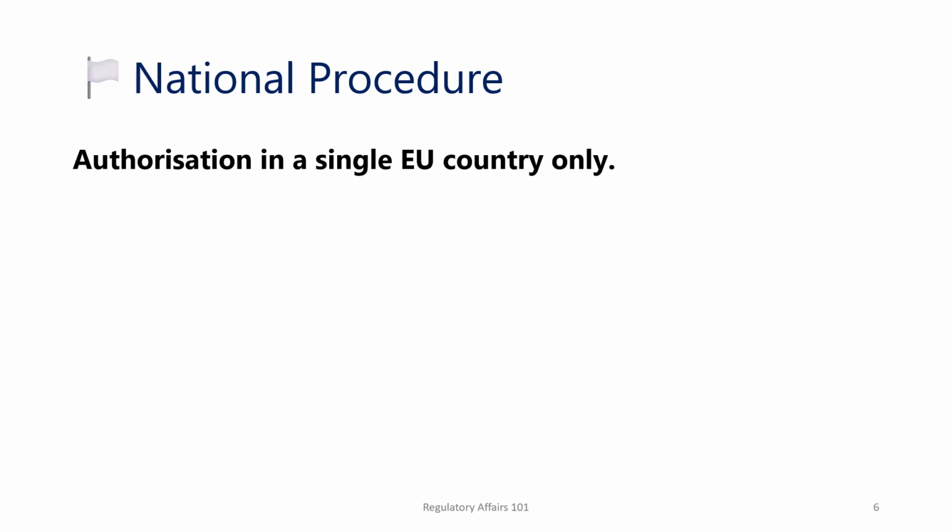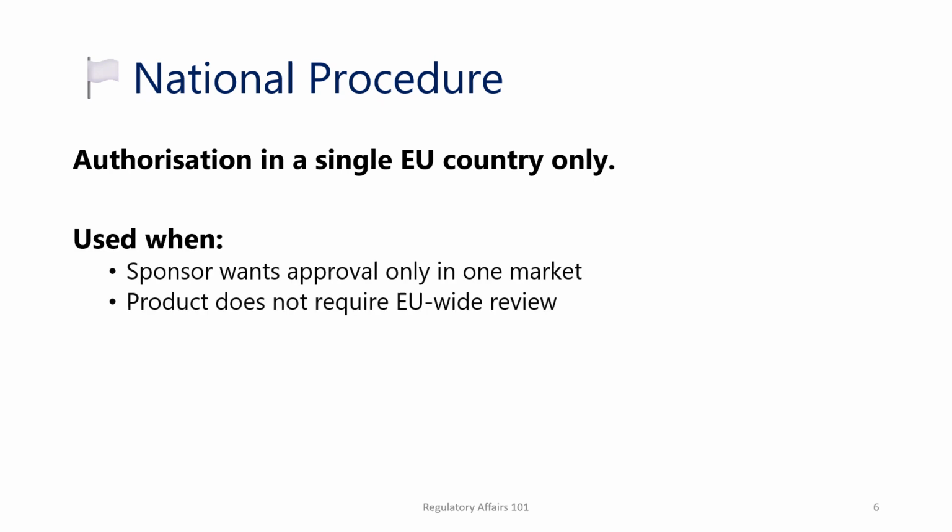The national procedure is used when a sponsor seeks authorization in a single EU country. This route is appropriate when EU-wide review isn't required.